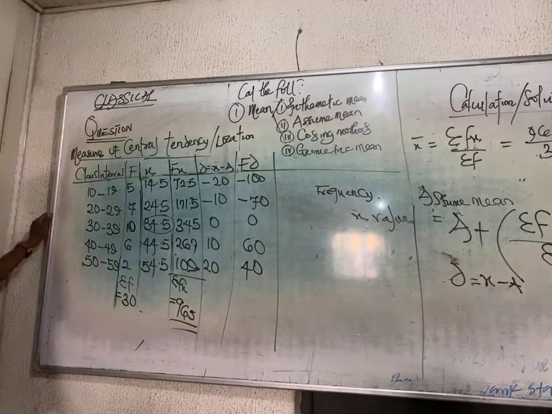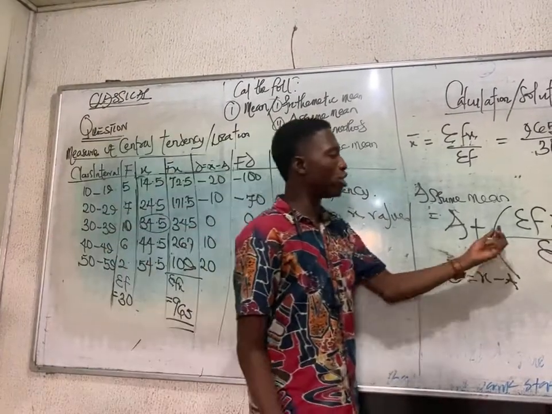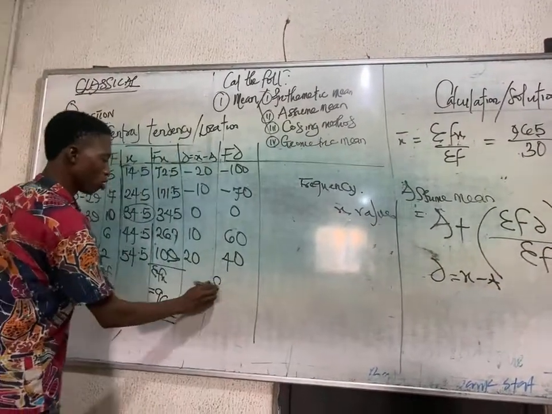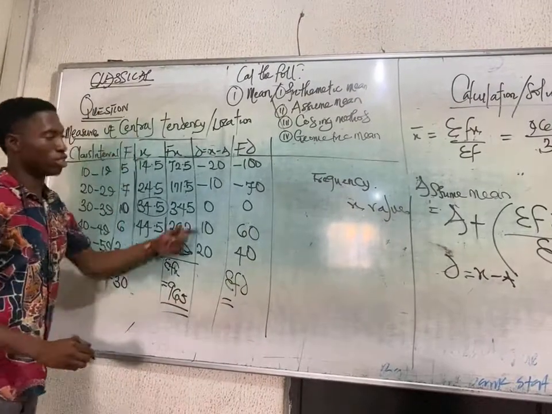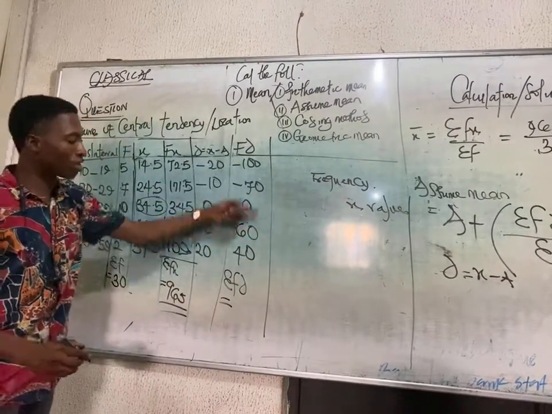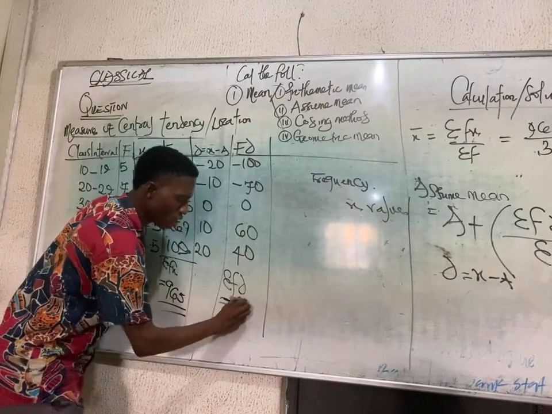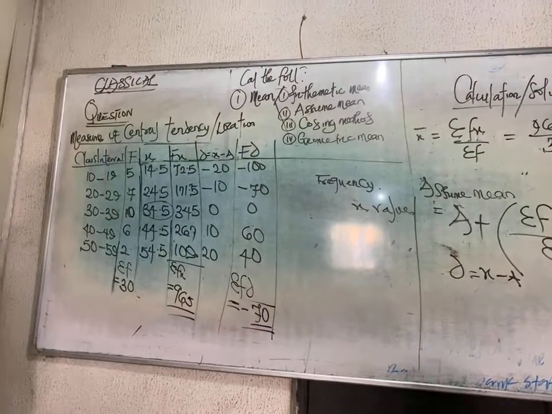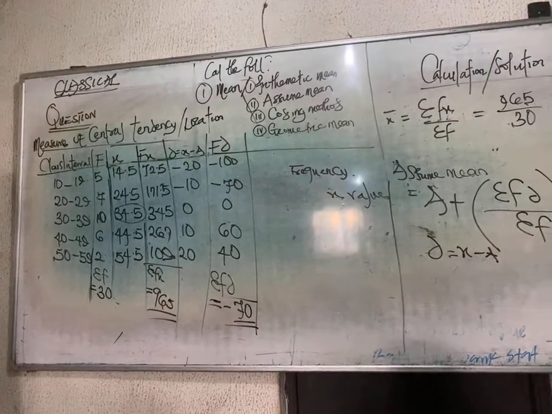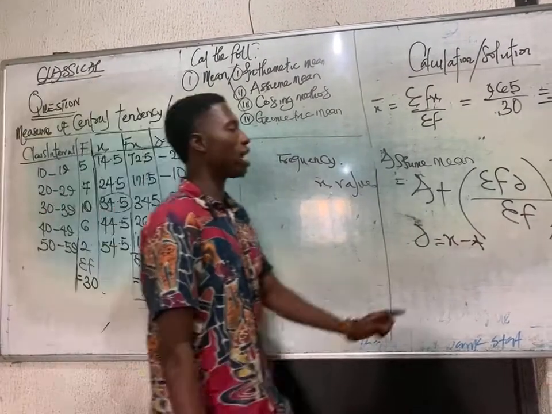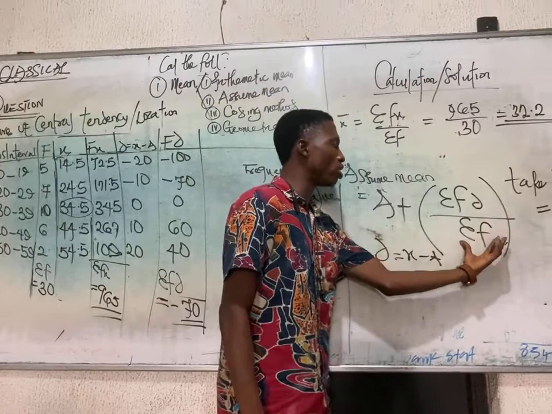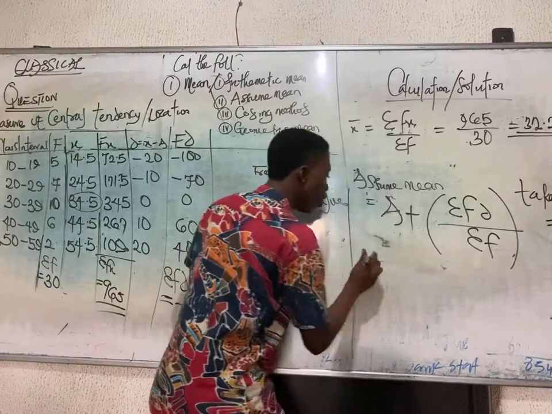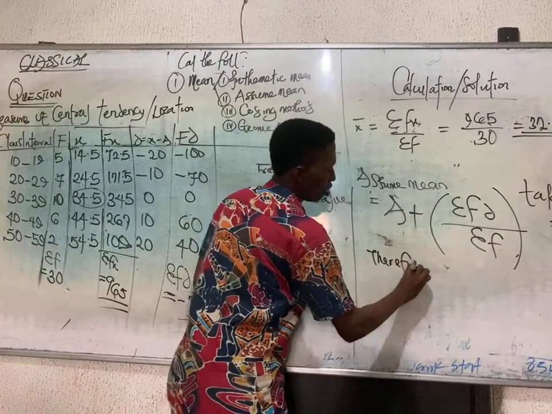So we are getting there. So the next thing based on the formula is summation, which means summation fd. Summation f and d, which means the total of fd. So the total is minus 70. Now, automatically, I am done with this. We have the value for this and we have the value for this. So we can plug in using the formula.